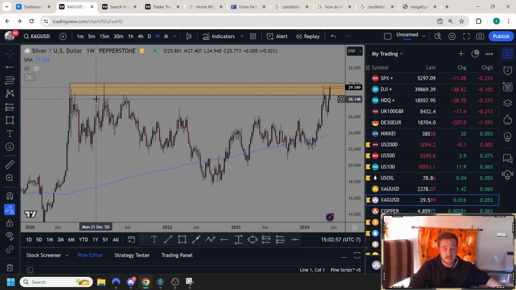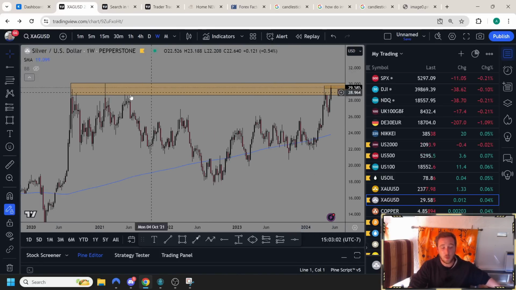We've never closed in this area, and it's had 1, 2, 3, 4, 5, 6, 8 weekly candlesticks touch this area. It's never closed in this area. That's an area of really good resistance and supply that a lot of people will be looking at for selling opportunities.